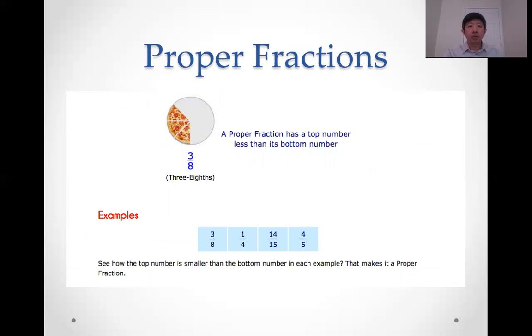Now here is a proper fraction. A proper fraction has a top number less than its bottom number. So here we have 1, 2, 3, 3 out of 8. So look, 3 is less than 8. So therefore, this is a proper fraction. So for example, 3/8, 1/4, 1/4, 4 out of 5, right? So you can see these examples are proper fractions.